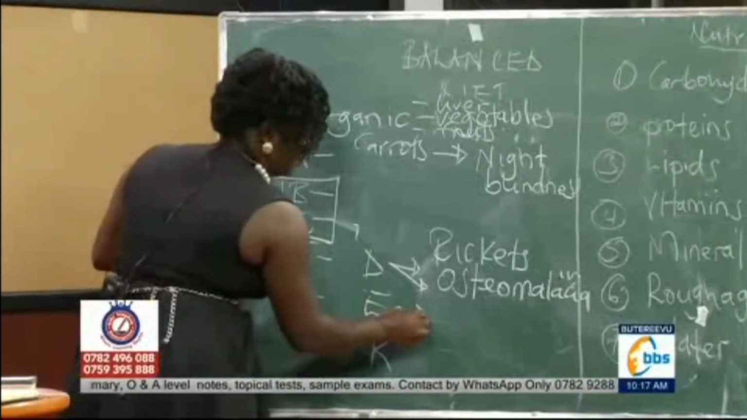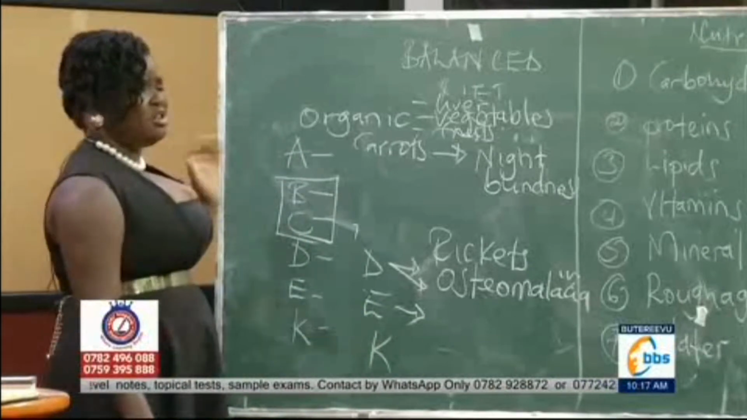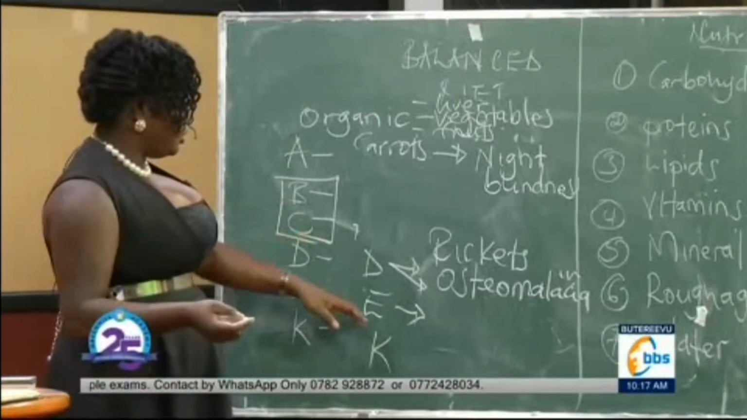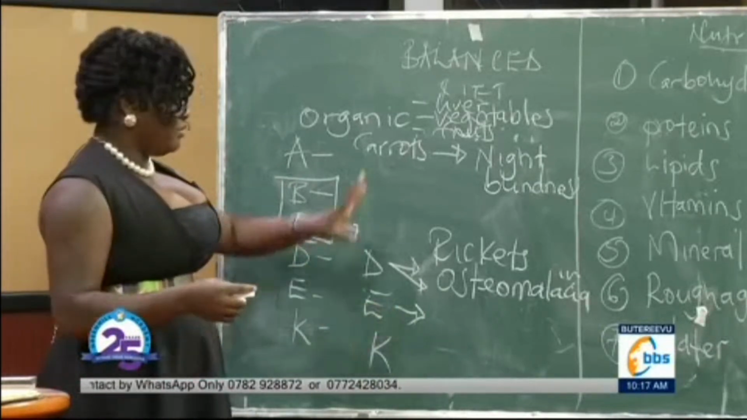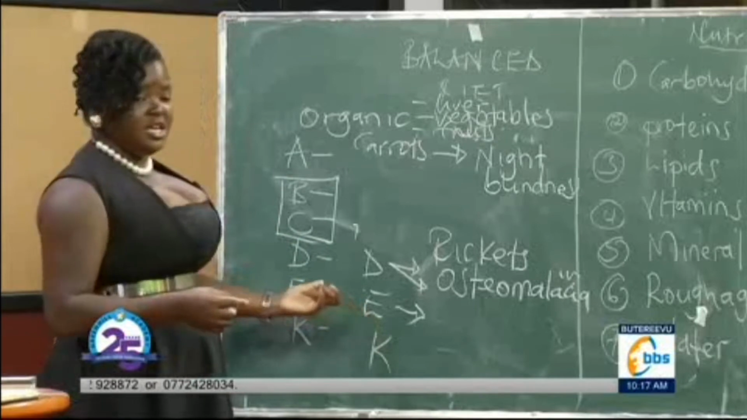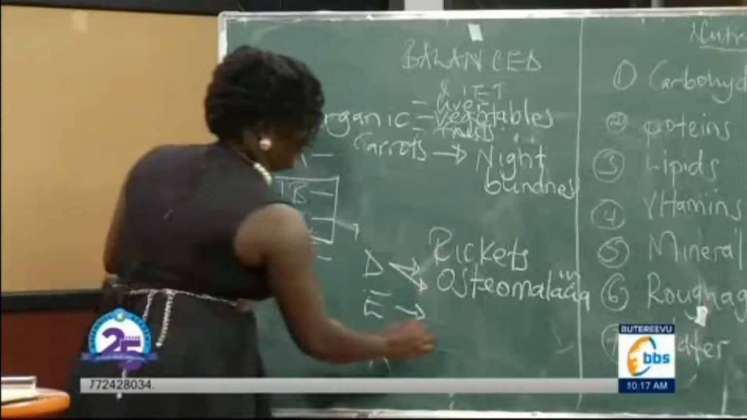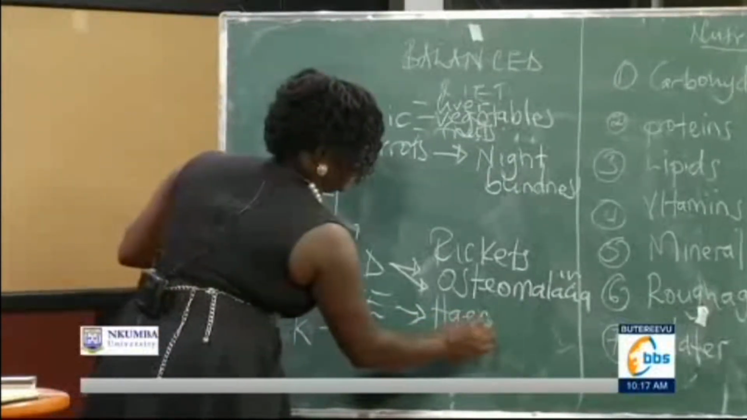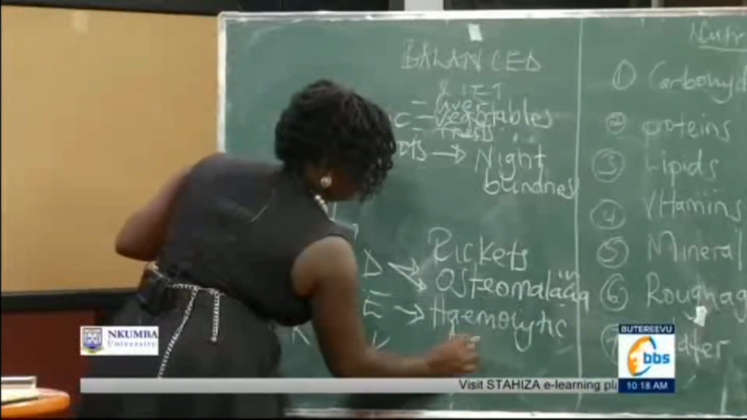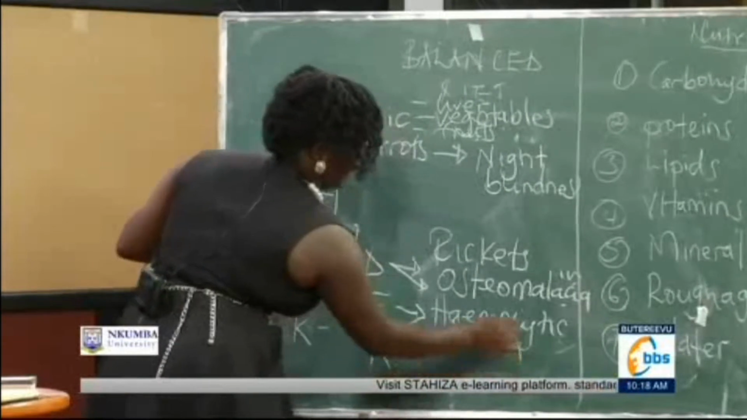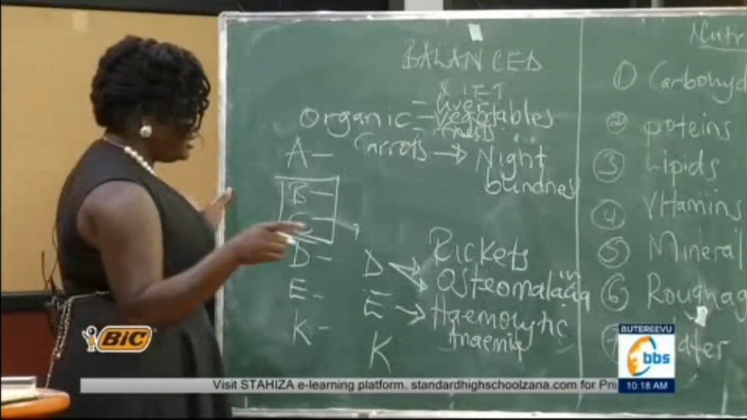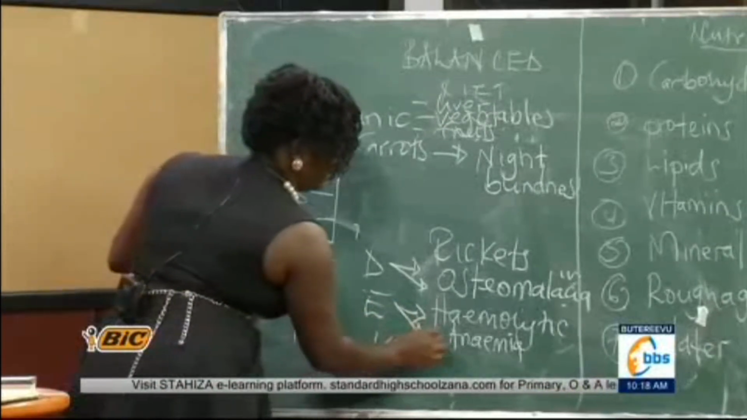Vitamin E, this can be gotten from the normal vegetable oil we take, like when we are frying our food. You can get vitamin E in vegetables as well. And then if you don't have enough vitamin E in your diet, a human being, you're likely to get what you call hemolytic anemia. And then this vitamin E is very essential in rats. If they lack it, they can become sterile.